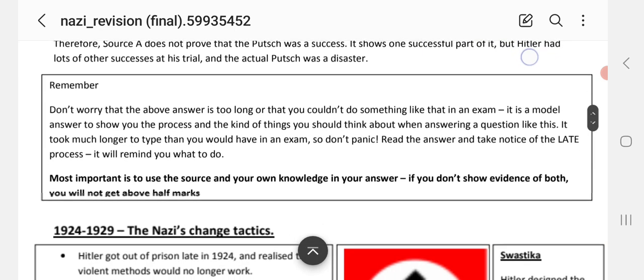But remember, don't worry that the above answer is too long, or that you couldn't do something like that in the exam. It's a model exam answer to show you the process and the kind of things you should be thinking about when answering a question like this. It took much longer to type than you would have in an exam, so don't panic. Read the answer and take notice of the LATE process. It will remind you what to do. Most important is to use the source and own knowledge in your answer. If you don't show evidence of both, you will not get above half marks.